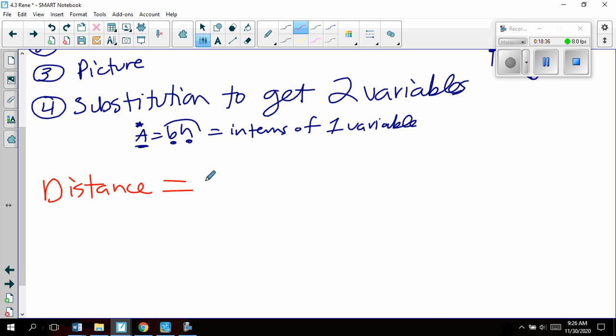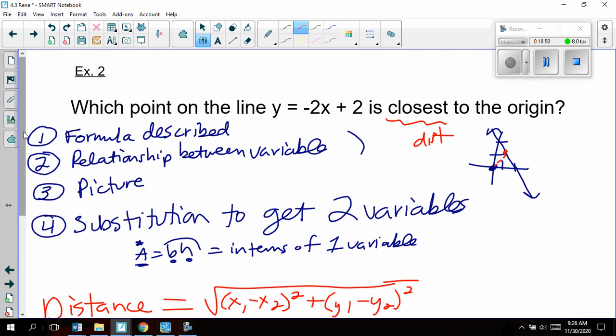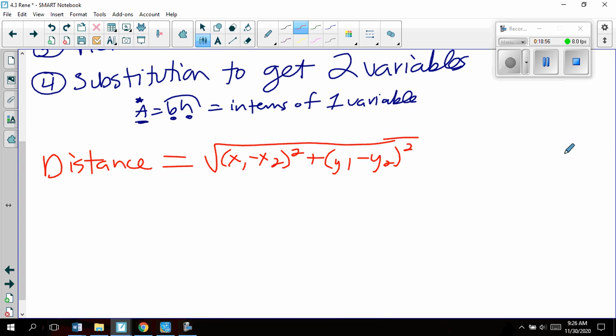Okay, so I'm going to write down my distance formula. So x1 minus x2 squared, y1 minus y2 squared. So that's my distance formula. And then kind of step 2 there, what's the relationship between variables? Okay, well, I've got a bunch of x's and y's. Sorry, jumping. And so I need some points. So I know one of my points is 0, 0, because it's at the origin.